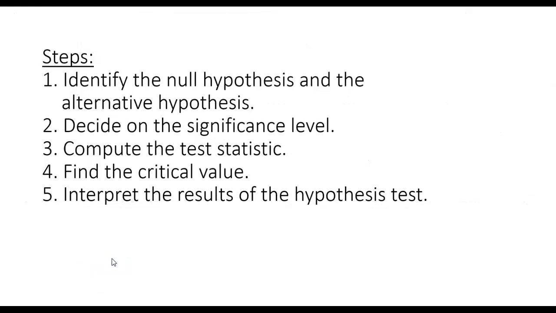First, let's recall those steps. First, we're going to identify the null and alternative hypothesis. Then we'll decide on the significance level. We'll compute the test statistic. We'll find the critical value. And then we'll use that information to interpret the results of the hypothesis test. Let's jump in and have some fun.